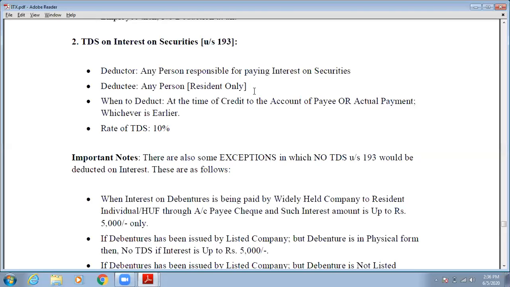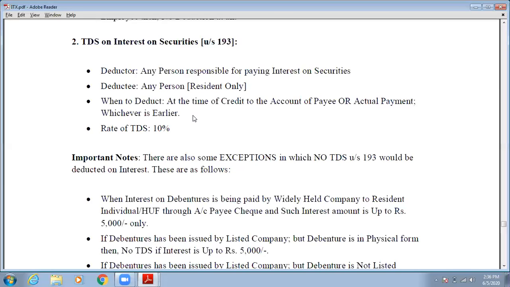The TDS on salary provision is applicable on resident and non-resident both, but this provision is applicable only to residents. If you are paying the amount to a resident, only in that case you have to deduct TDS. When to deduct? You will deduct this TDS at the time of credit to account or actual payment, whichever is earlier.